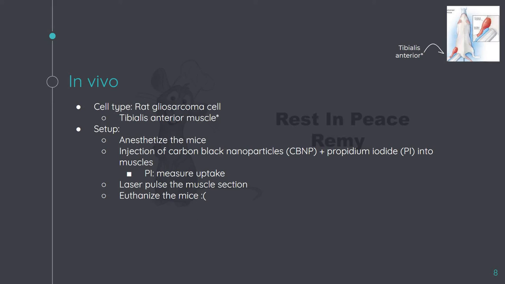The next step was to determine the viability of this experiment in vivo. In this case, the cells from a mouse's tibialis anterior muscle were tested on and analyzed, as indicated in the diagram to the top right. The mice were first anesthetized, then injected with a mixture of carbon black nanoparticles and propidium iodide. The propidium iodide was used to measure uptake. The muscle section was later laser pulsed, and finally the mice were euthanized.